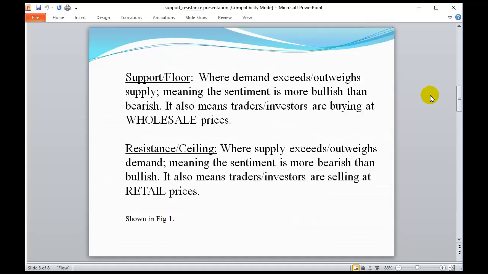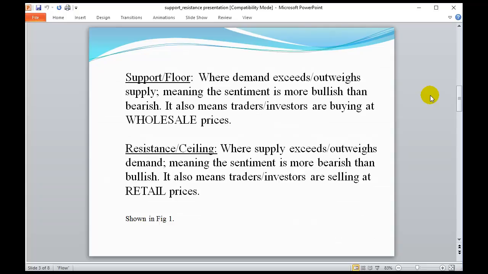And that is how charting analysis works, because when you are looking for something to buy, you always want to buy it at wholesale and sell at retail. Retail is basically your resistance, your ceiling, where supply exceeds or outweighs demand, meaning the sentiment is more bearish than bullish. It also means traders and investors are selling at retail prices.